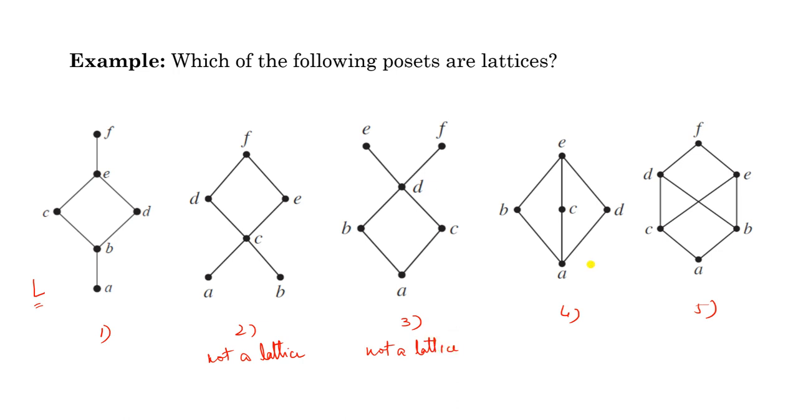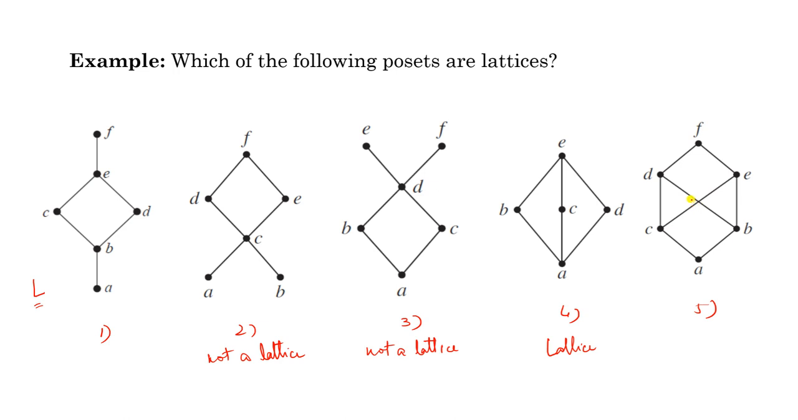Now look at this. Suppose we consider BC. For BC, you will find A is the greatest lower bound and E is the least upper bound. Similarly, if you consider CD, the same elements will be there: A is the greatest lower bound, E is the least upper bound. So in this way, you can choose any two elements. For every two elements, you will find a greatest lower bound and a least upper bound. So this is a lattice.